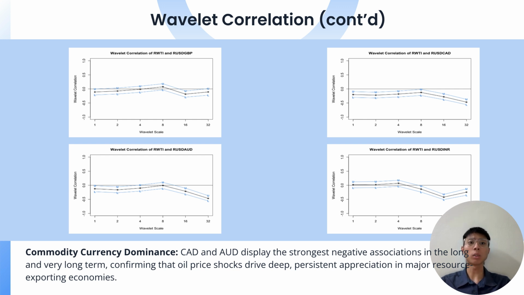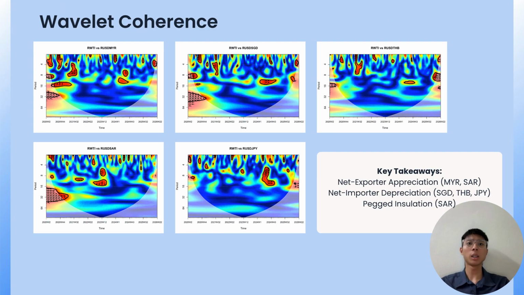So this proves that while the weekly oil price noise creates minor fluctuations, the sustained oil price shift fundamentally locks in the long-term exchange rate appreciation for net energy exporters. Moving to the next section, the wavelet coherence highlights how energy trade structures dictate exchange rate dynamics over time. So across these five currencies, the data strongly supports classical terms of trade theory by cleanly separating net exporters from net importers. For net exporters like Malaysia, the long-run inverse co-movement shows that higher crude prices enhance export revenues and strengthen the ringgit against the US dollar.